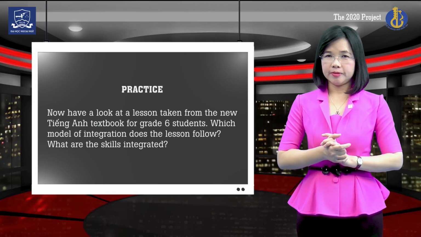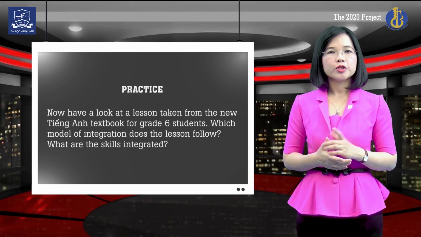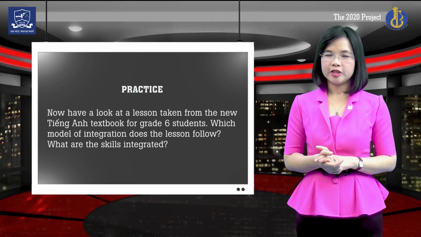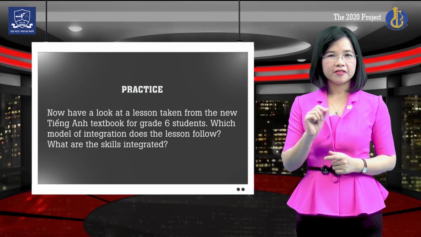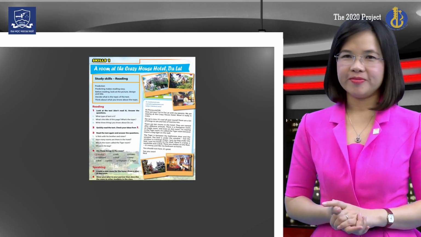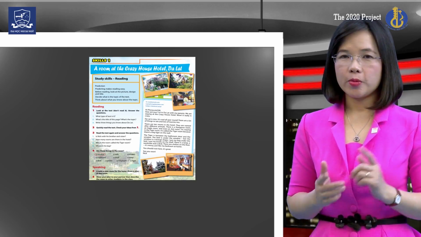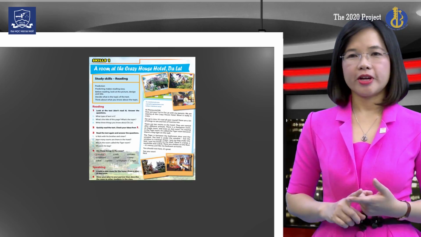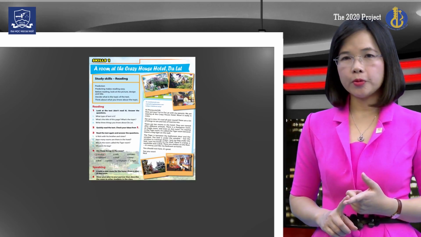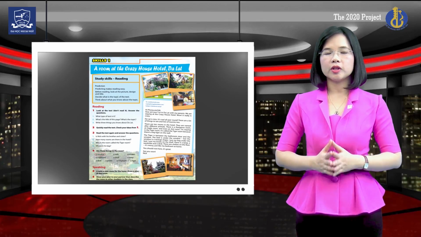Now let's have a look at a lesson taken from the new V01 textbook for grade 6 students. Which model of integration does the lesson follow? What are the skills integrated? You have 1 minute to think and give the answers. Have you got the answers? Here is a suggestion. As can be seen, in this lesson, the 2 main skills, reading and speaking, are integrated. The reading part forms a foundation for the speaking part. In other words, this lesson follows the basic or simple integration.